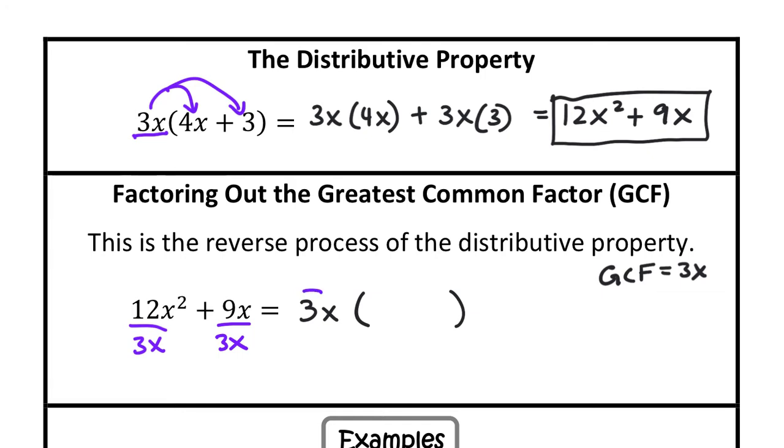So again, this is my GCF. And what do we get if we divide? What's 12 divided by 3? It's 4. What's x squared divided by x? It's x. Bring over the plus. Then what's 9x? What's 9 divided by 3? That's 3. And x divided by x cancels.